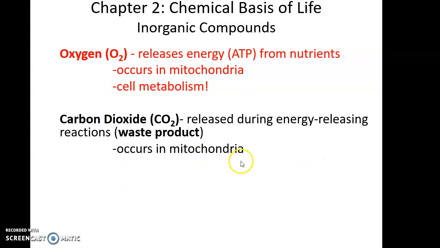Carbon dioxide, CO2. Turns out carbon dioxide is a waste product from the production of energy in the mitochondria. So carbon dioxide is released during energy releasing reactions. It is a waste product that we then get rid of.